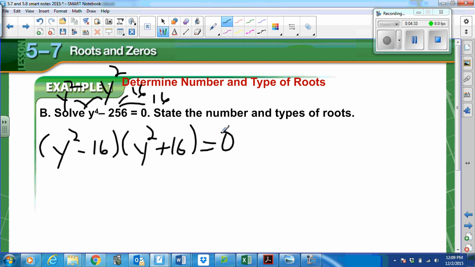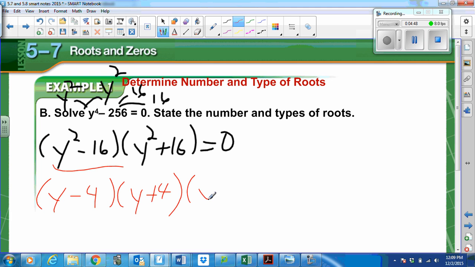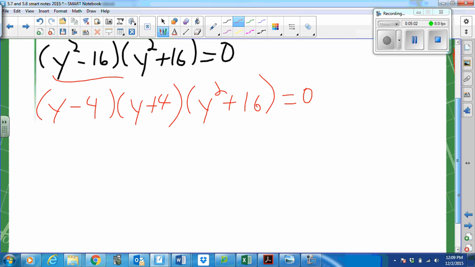Now when I factor that further, I can still factor y squared minus 16 one more time. That's a difference of perfect squares also. And that becomes y minus 4 times y plus 4. Now there's nothing else I can do with y squared plus 16, so I'm going to leave that here. It's not a difference of perfect squares, nor is it a sum or difference of perfect cubes. And now I'm to the point where it's fully factored. And then I can try to find my solutions now.